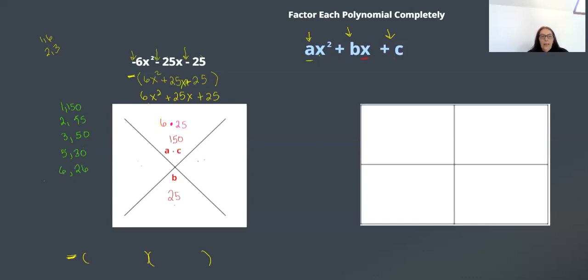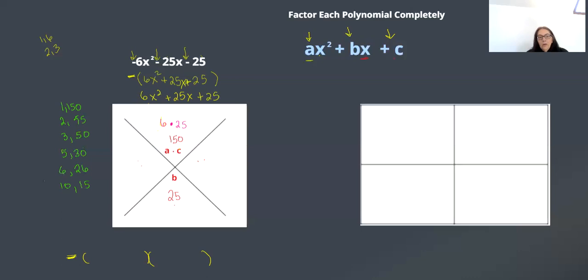7, no. 8. 8 times anything equal 150. Let's think about it. 1 times, no. 9. 9 times anything, 150. Nope. 10. Well, 10 times 15 is 150. All right. So remember, I think I've gone far enough now.